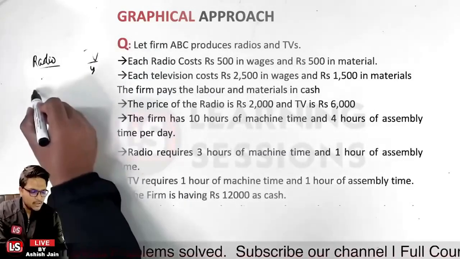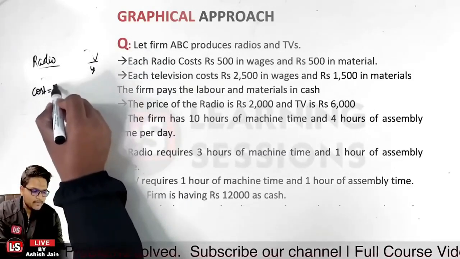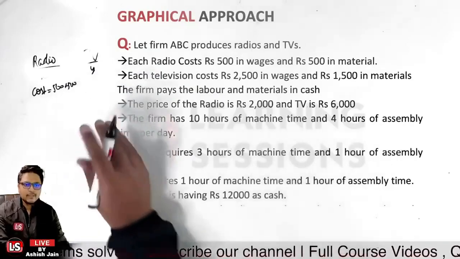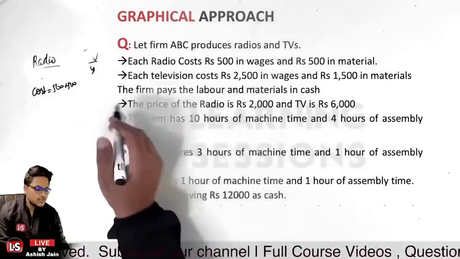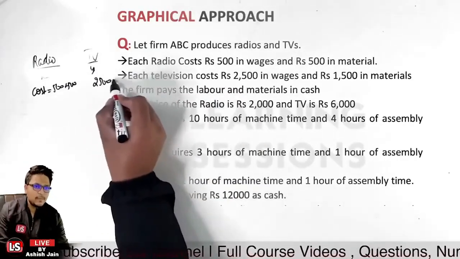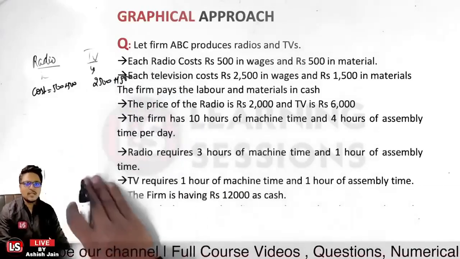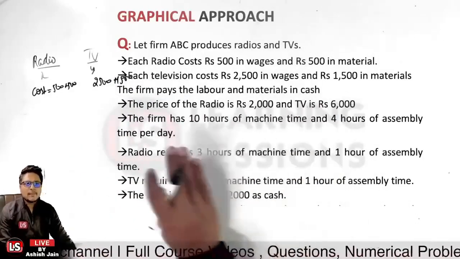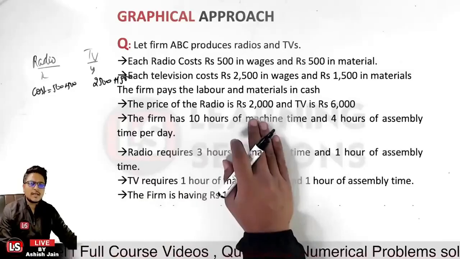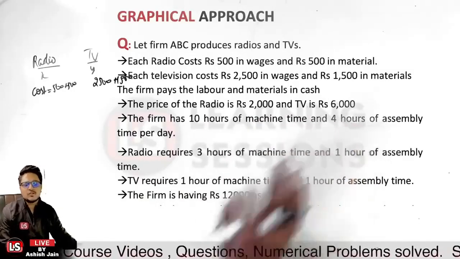Further, the cost related to the radio is 500 plus 500. And related to the television itself, the cost is given to be 2500 plus 1500. That is the cost related to the television over here. The price of the radio is 2000 and the TV is given to be 6000.